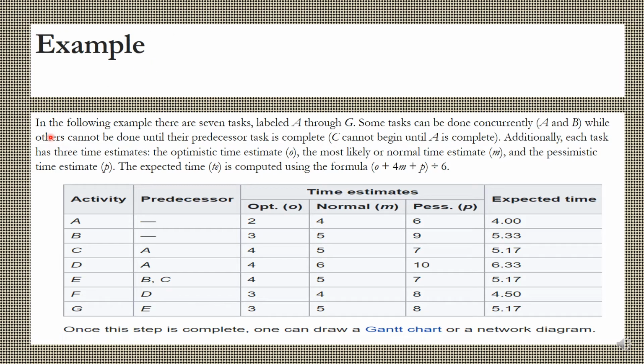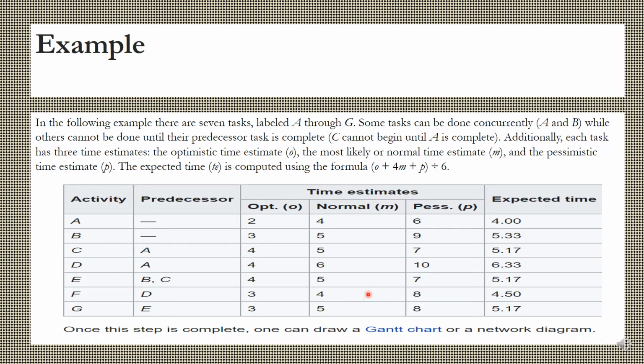Let's say there are 7 tasks labeled from A to G. There are some tasks that can be done concurrently, like A and B, while there are others that cannot be done until the predecessor task is complete. C cannot begin until A is completed. D can begin only after A is completed. E cannot begin until B and C are completed, and so on.